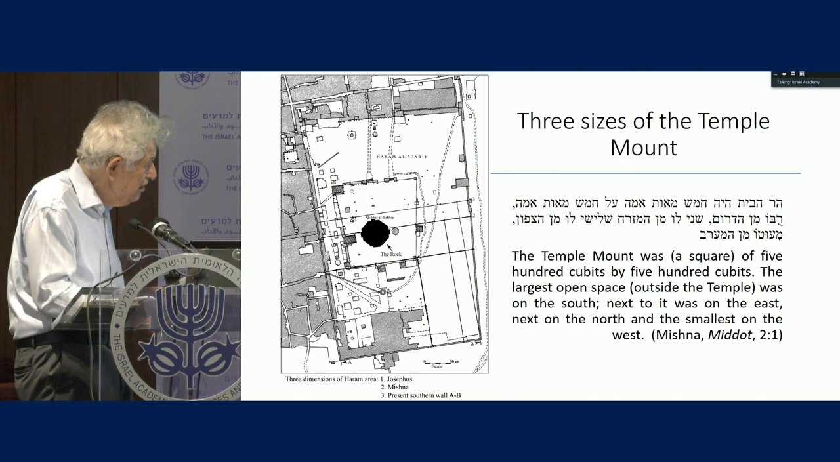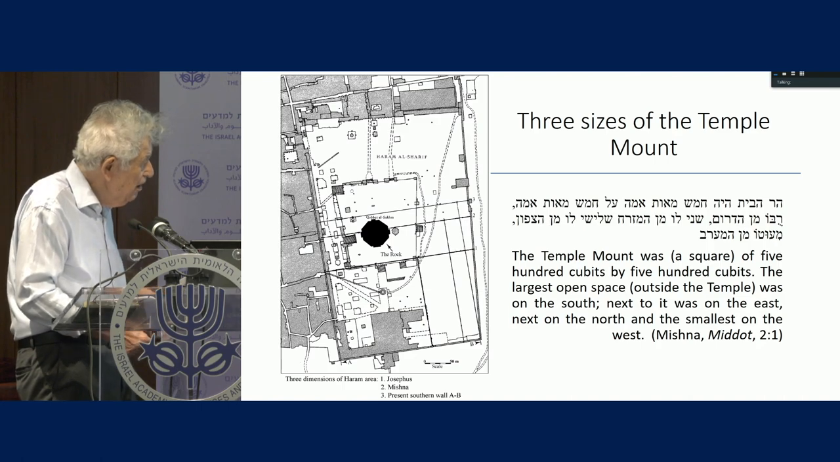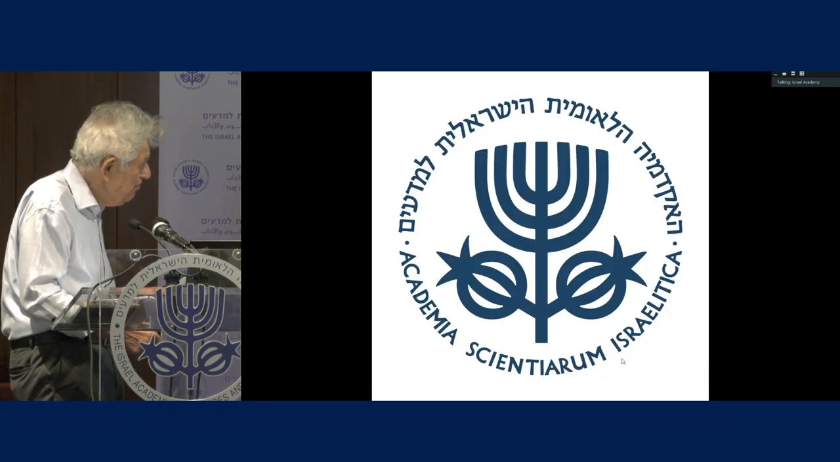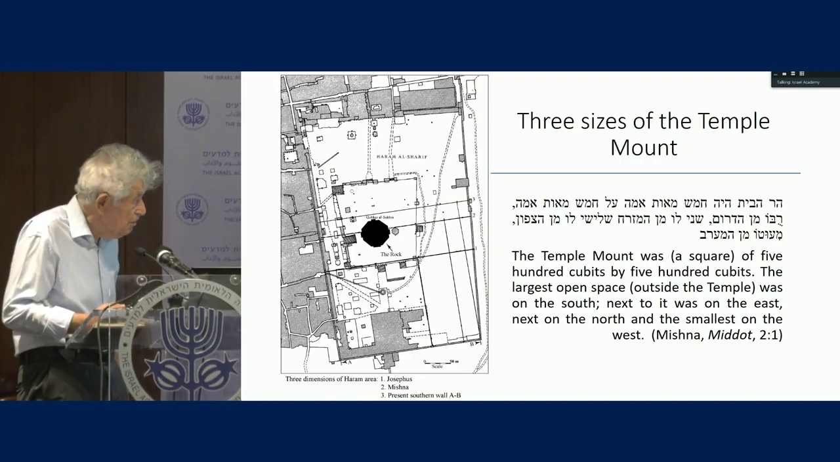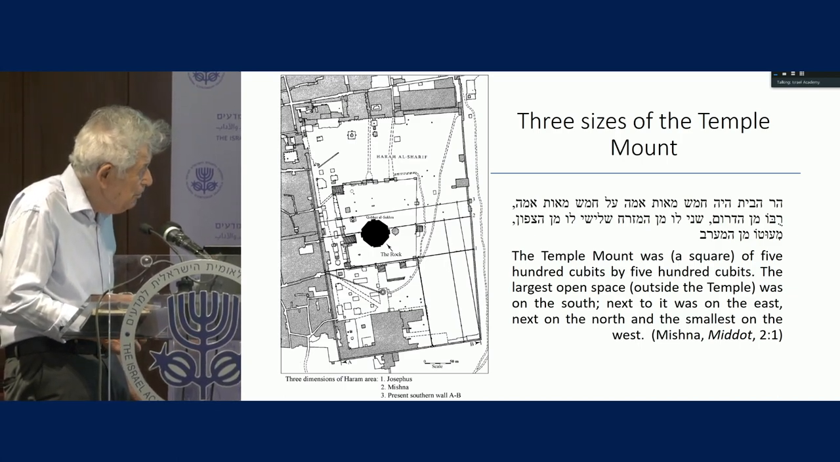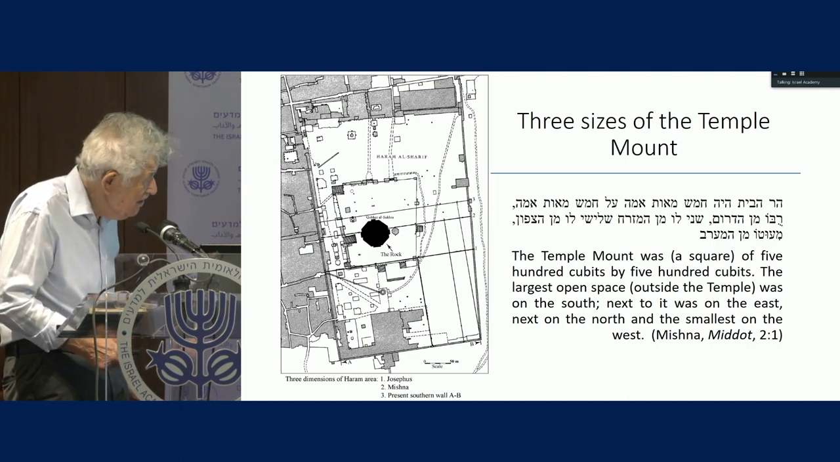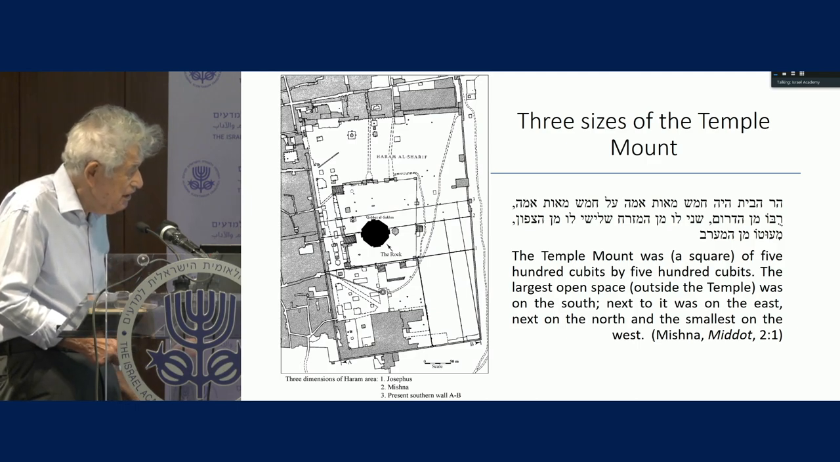So what I did is the following. First of all, I drew what Josephus says. So you can see, this is number one, and this is the size, according to Josephus, of the esplanade in the time of the Second Temple, in the building built by Herod.